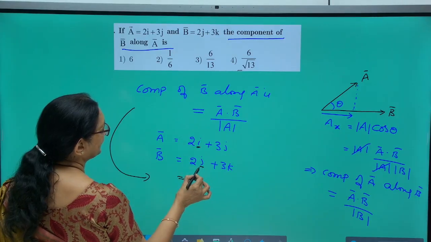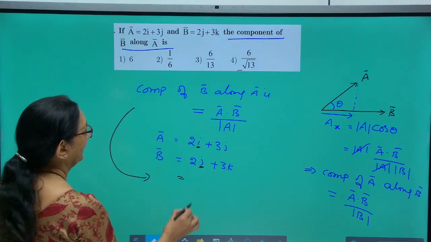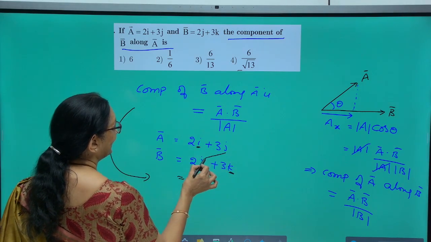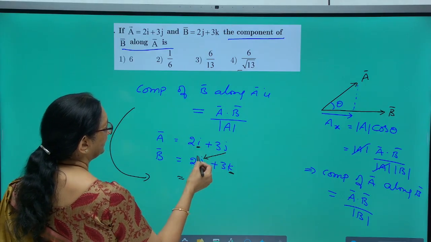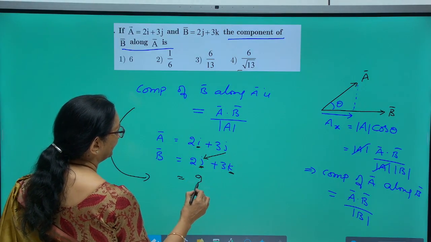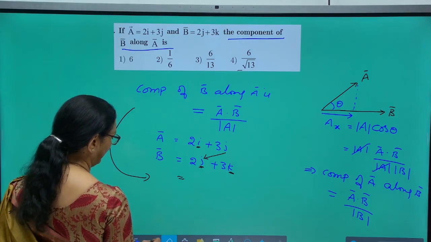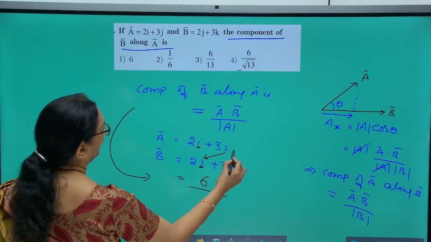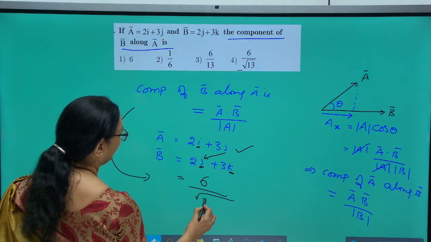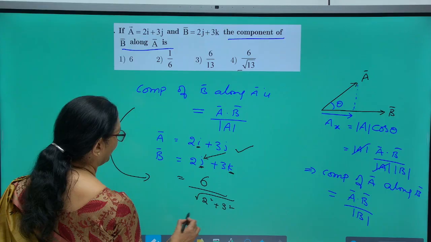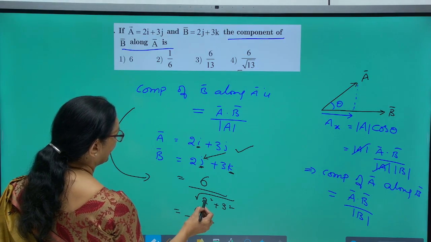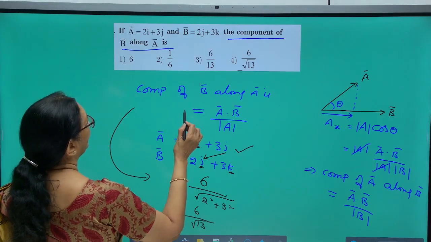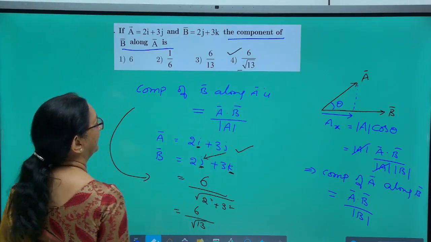This is i, this is j. i dot j is 0, i dot k is 0, j dot k is 0, but j dot j is 1. So, 3 into 2, that is 6. 3 2s are 6. So, 6 by modulus of A. Modulus of A is root of 2 square plus 3 square, that is 4 plus 9, root 13. So, correct option is 4th option here.